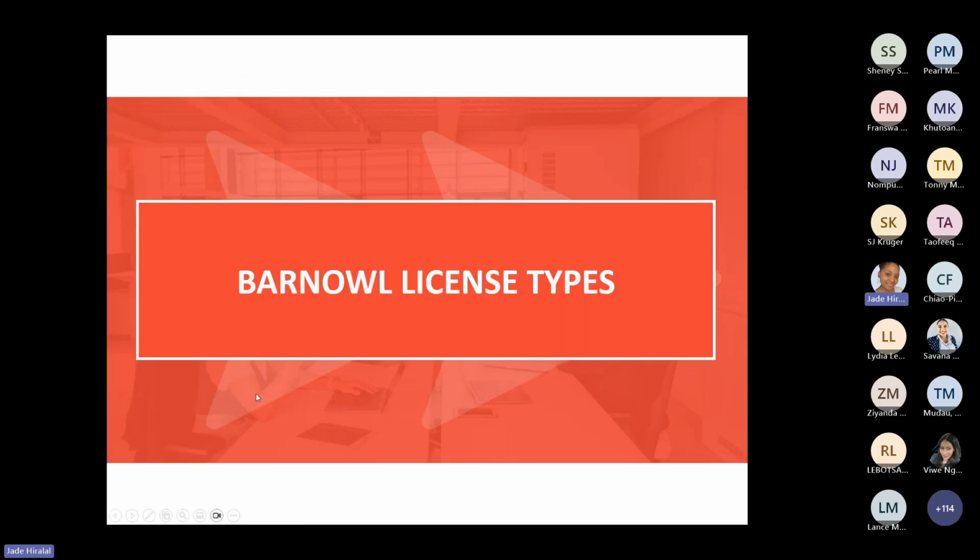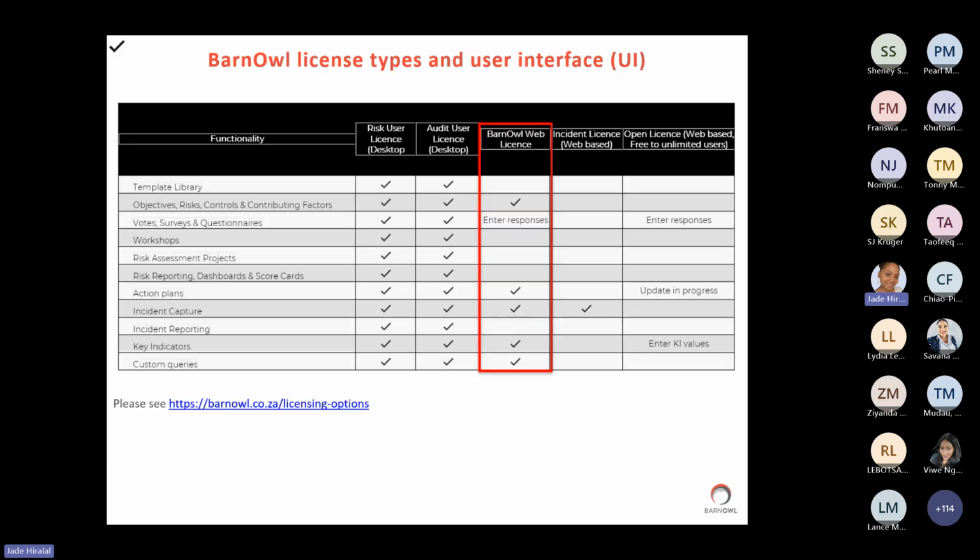BarnOwl has quite a few different licensing options. You can get more information on the different licensing options by visiting the BarnOwl website, and a link will be included in the write-up presentation of the Spotlight session and in the PowerPoint, which will be made available to you as well. The license that we are focused on today is the BarnOwl Web license. The web license is very similar to the desktop license. We're constantly updating and bettering the web license interface.